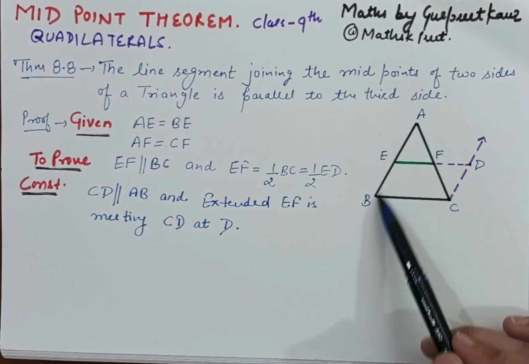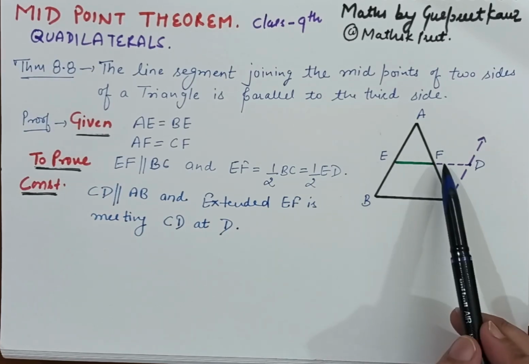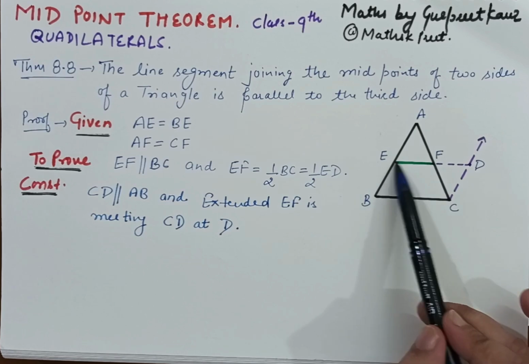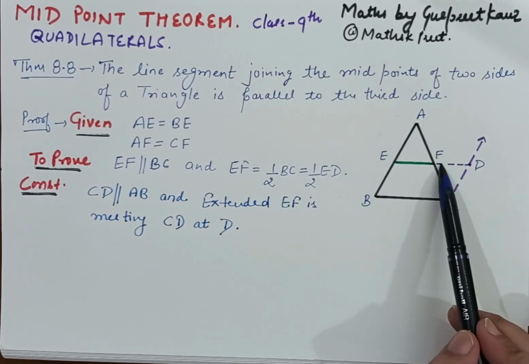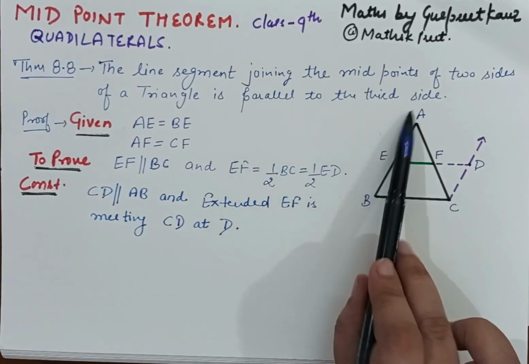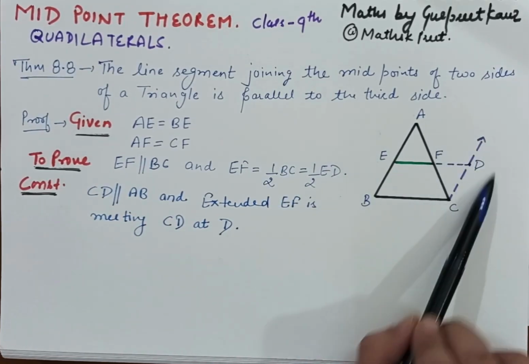The line segment joining the midpoints of the two sides. These are the two sides of a triangle and these are midpoints. E and F are midpoints of AB and AC. So the line segment joining these midpoints is what? EF. Here we have to show that this line segment is parallel to the third side. This is parallel to BC. So this is the construction we have done.